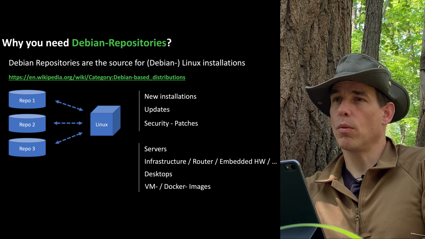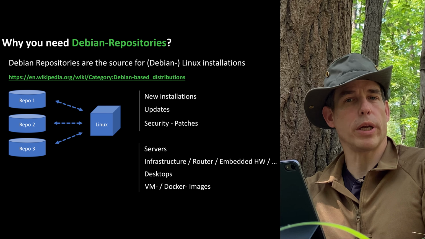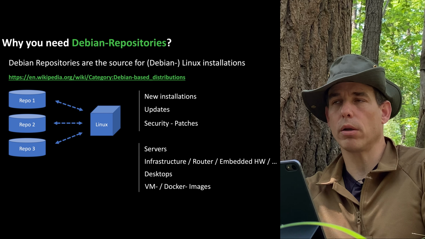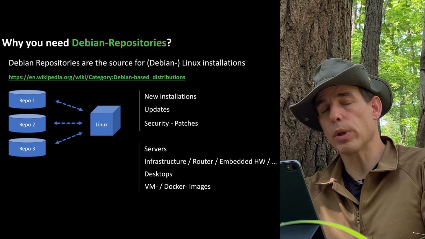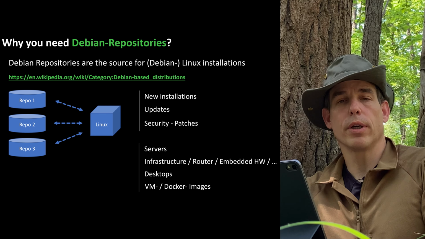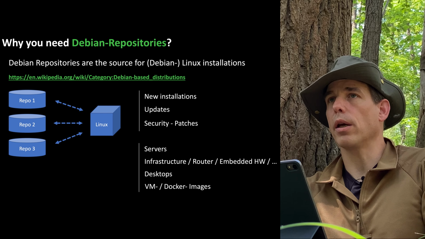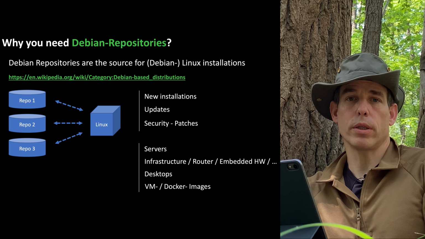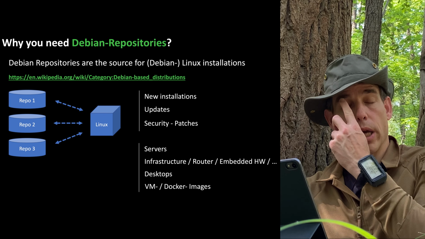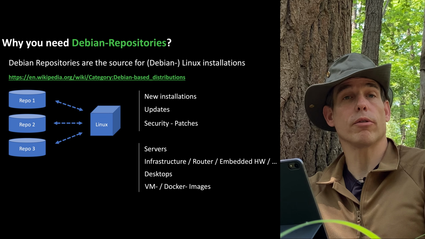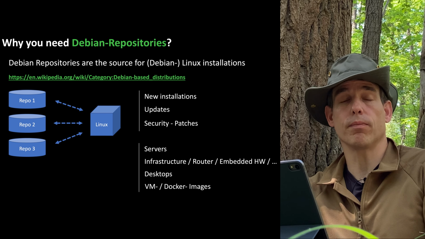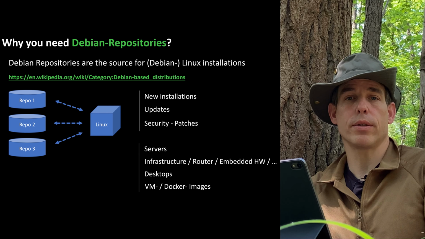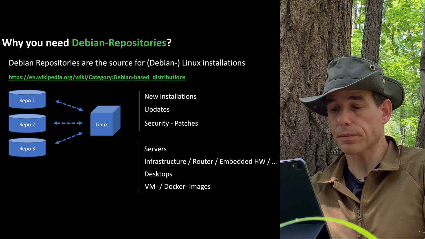And where are you using this Linux? It could be a server installation, the classical one on bare metal, but it could also be infrastructure, something like a router, or an embedded system where Linux is running. So even this one is interesting. And you have classical desktops where people are developing or doing office work or whatever. And for developers, especially VMs and Docker images in Kubernetes.